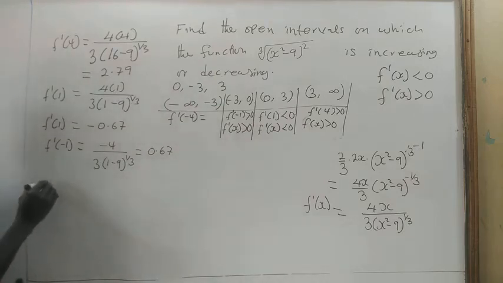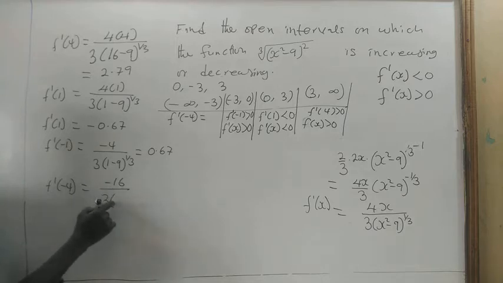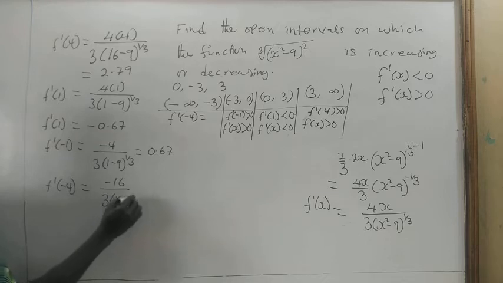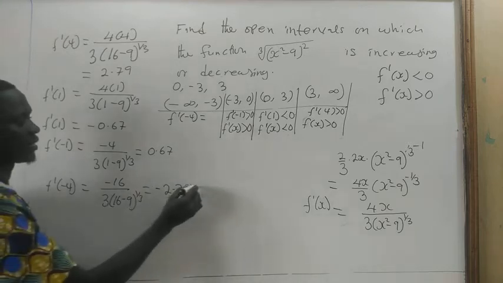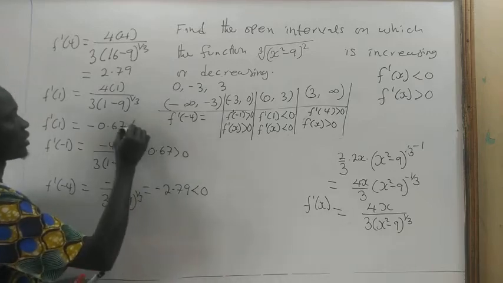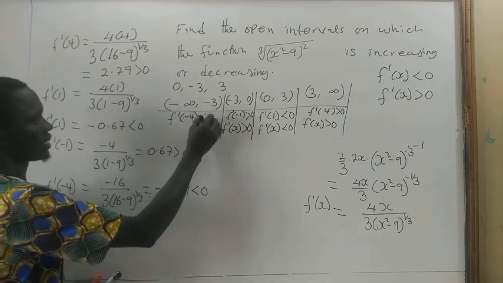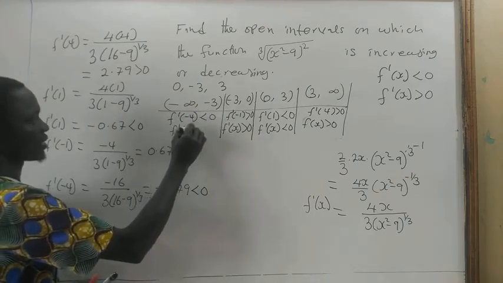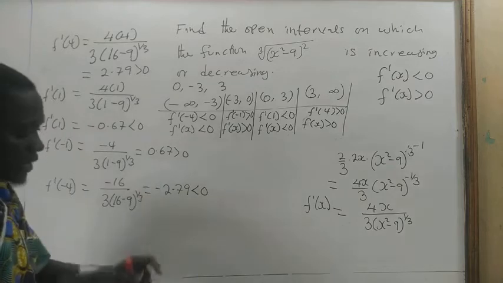Then let me test f prime of negative 4. That will give me minus 4 times minus 4 times 4 is negative 16 divided by 3 times minus 4 squared is positive 16 minus 9 to the power 1 out of 3, and that will give me negative 2.79, which is less than 0. This one is greater than 0, less than 0, this one is greater than 0. So here we have f prime of minus 4 to be less than 0, that is f prime of x is less than 0. So now we are good to go. So that is how we test for the intervals.